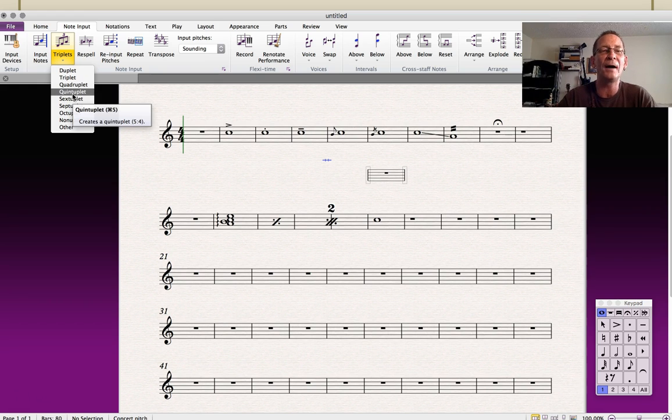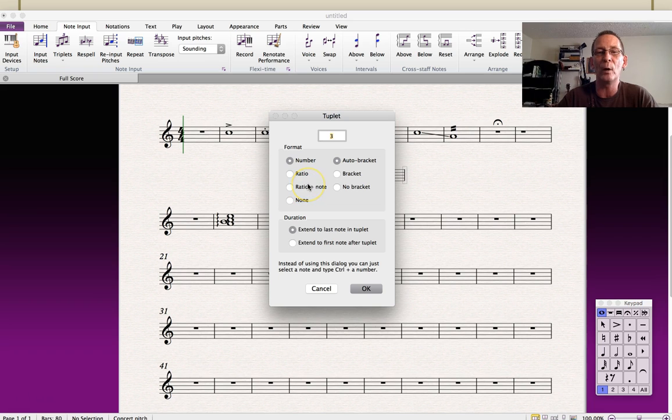Quintuplets are going to be 5 notes in the space of 4. Sextuplets are going to be 6 notes in the space of 4. Septuplets are going to be 7 notes in the space of 4. Octuplets are 8 notes in the space of 12. Nontuplets, 9 notes in the space of 8. And there's other ones where you can create your own different ratios for how many notes in the space of what.